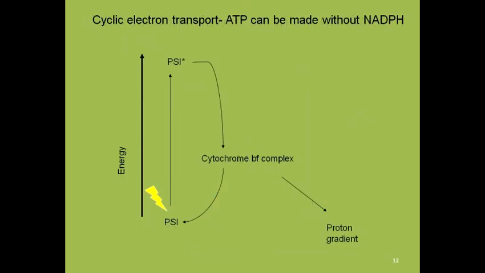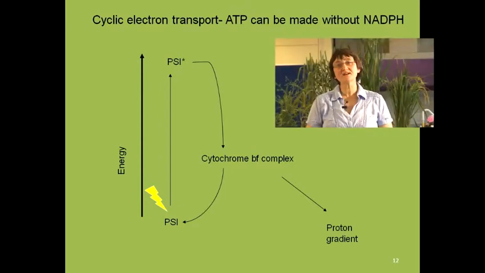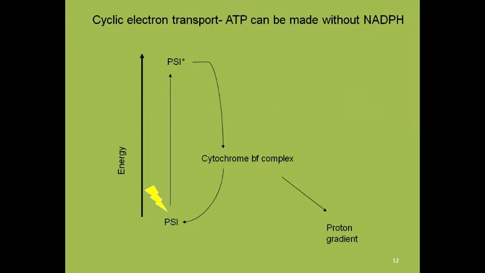This is a similar energy diagram to the previous one and shows how chloroplasts can use just photosystem 1 and the cytochrome complex to cycle electrons. This allows a proton gradient to be formed without the splitting of water or the production of NADPH, and is used when chloroplasts need ATP but not NADPH. This process is called cyclic electron transfer.